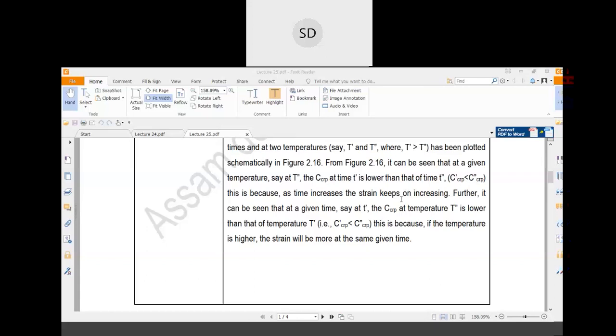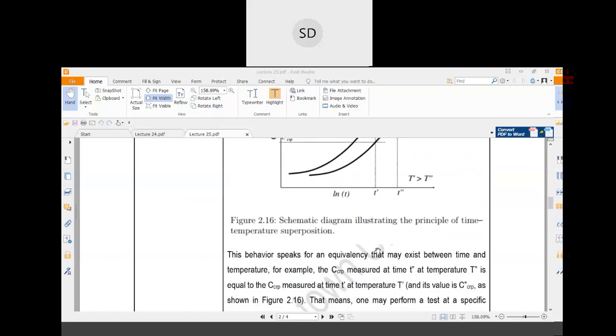Now, why does this change? Because as the time increases, the strain keeps on increasing. Further, it can be seen that at a given time, say at T dash, the creep at temperature T dash is lower than that of the temperature T double dash. This is because if the temperature is higher, the strain will be more at the same given time.